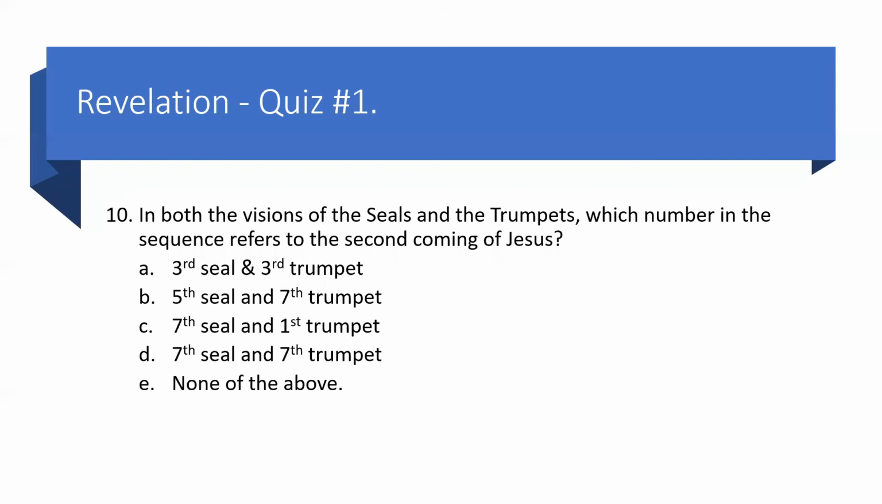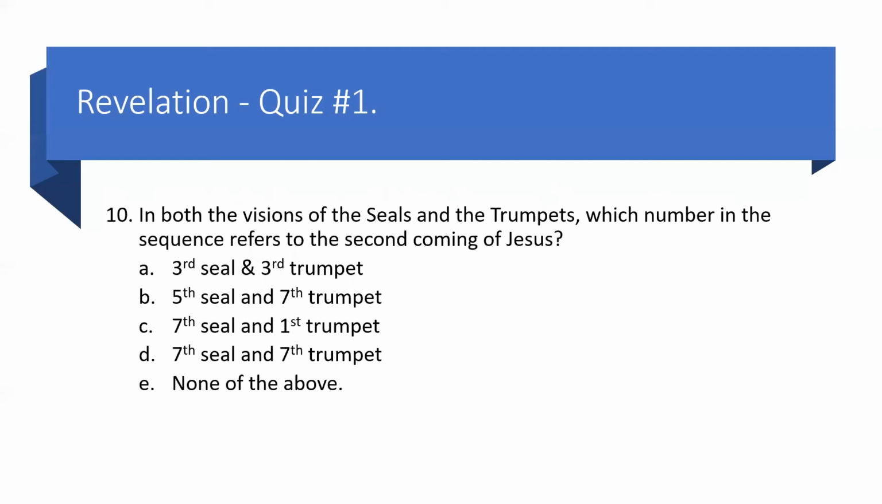And then the 10th one says, in both the visions of the seals and the trumpets, which number in the sequence refers to the second coming of Jesus? So we had the visions of the seven seals, we had the vision of the seven trumpets. Which one of those seals or trumpets, which number was referring to events around the second coming of Jesus Christ? The third seal and the third trumpet, the fifth seal and the seventh trumpet, the seventh seal and the first trumpet, the seventh seal and the seventh trumpet, or none of the above. All right?